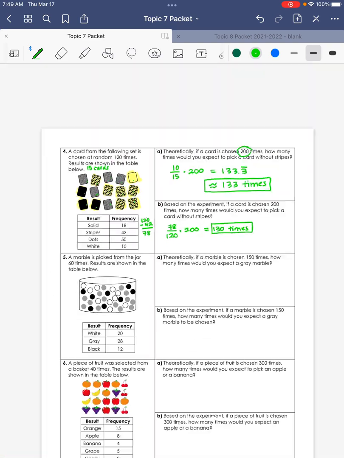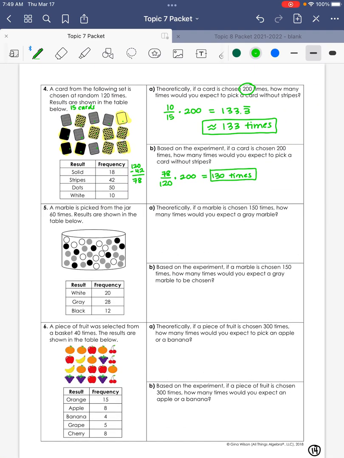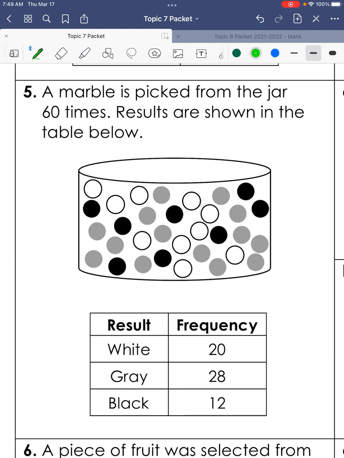Okay. Let's move on to number 5. A marble is picked from the jar 60 times. Results are shown in the table below. Okay, well, I need to know how many marbles are here.